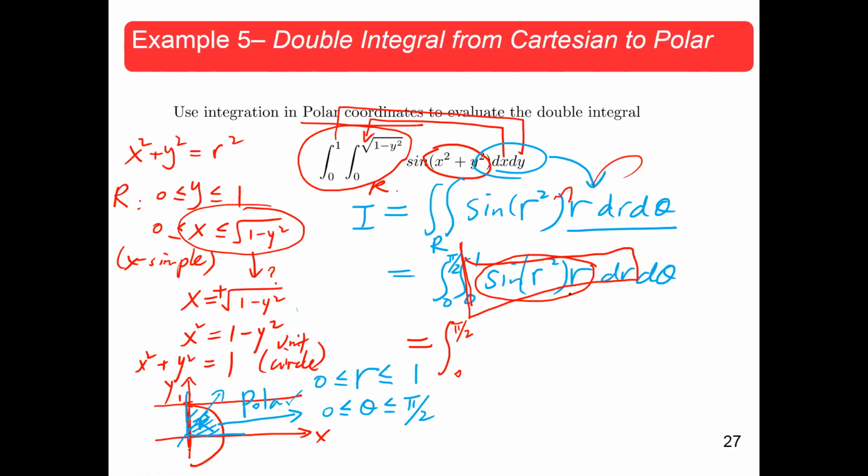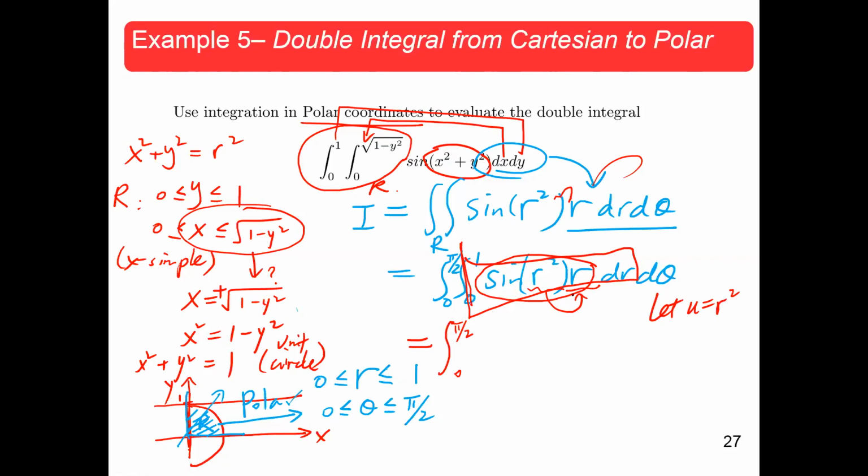Sine r squared times r? Okay, quick way. If this problem is in your Calculus 1, you probably notice that this r comes from the derivative of r squared, right? The derivative of r squared is going to be 2r, so that's related to the r squared. Therefore, you can use the u substitution method. Typically, you're going to let u be r squared, and then go from there.